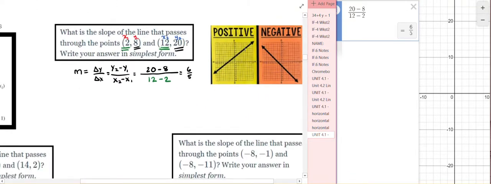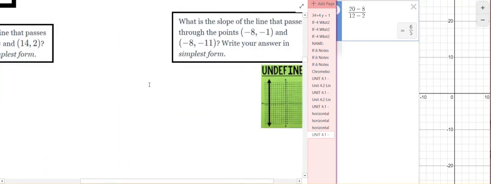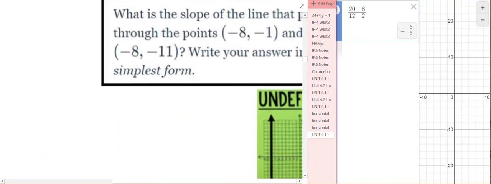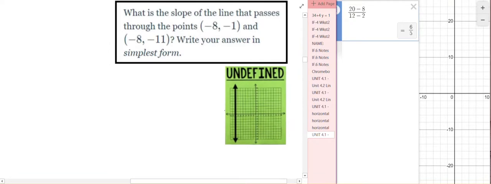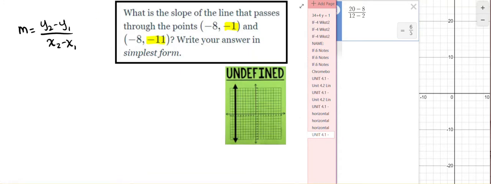And that's a positive slope, not a negative slope. Okay? So we can practice again. What is the slope of the line that passes through those 2 points? So you're going to use the slope formula. Okay? These are the y's. So the slope is going to be -11 minus -1 over, these are the x's, -8 minus -8.